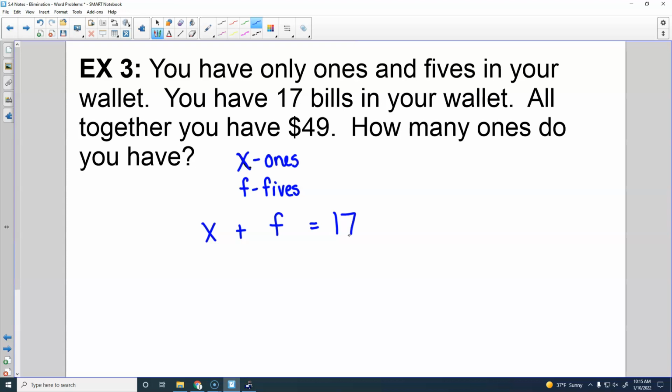Right? But if I'm talking about the amount of money that I have, each one is just worth $1, so I don't have to put that 1 there, but I'm going to just to be really clear. And my 5s are worth $5. So 1x plus 5f is going to equal 49. Have questions on setting that up?